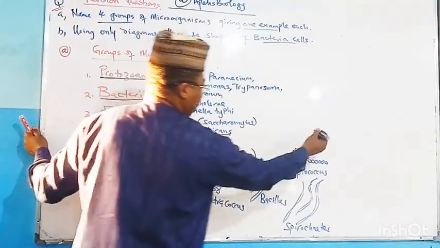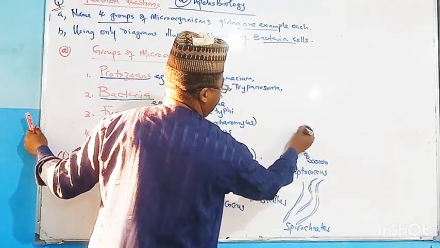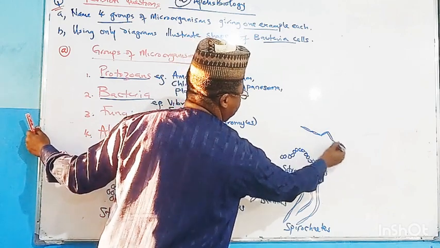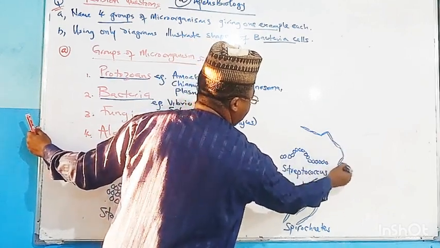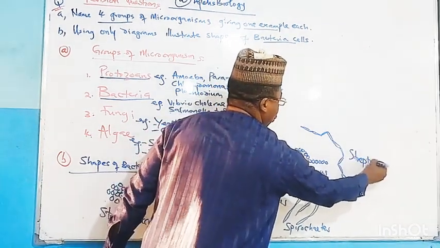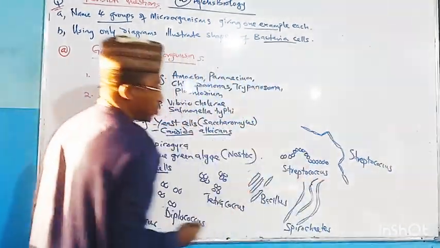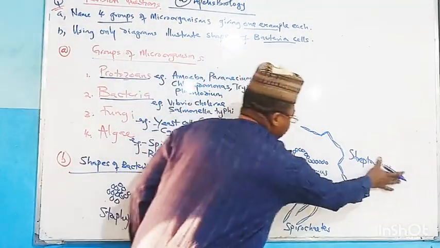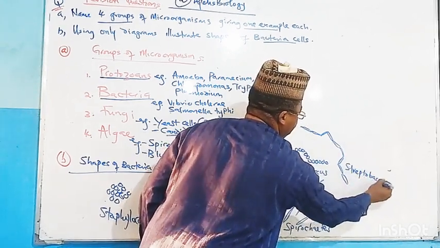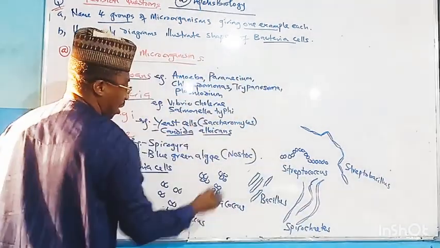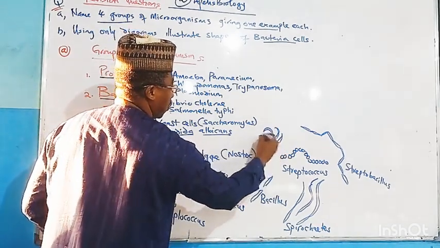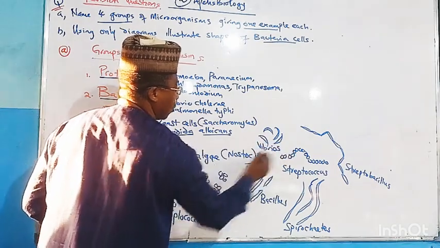We have the ones that are even like this. They are rod-like and they are in chains, like rods in chains like that. These ones that are rod-like and in chains, we can call them Streptobacillus. Sorry for that mistake. Then you have those ones that are comma-shaped. We call them Vibrios.